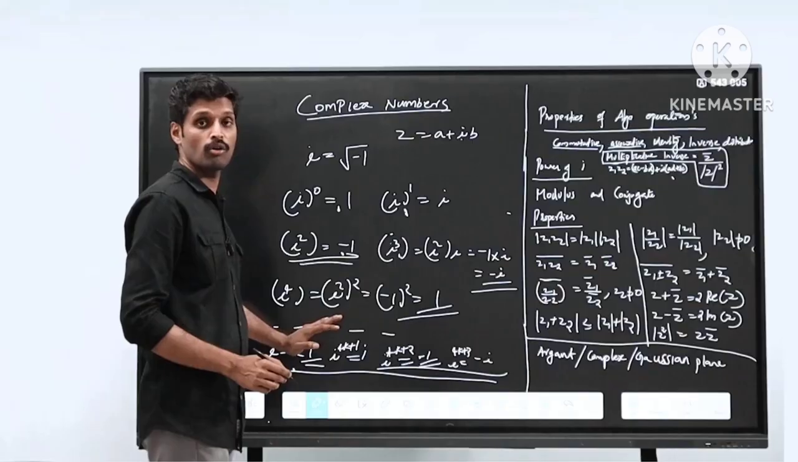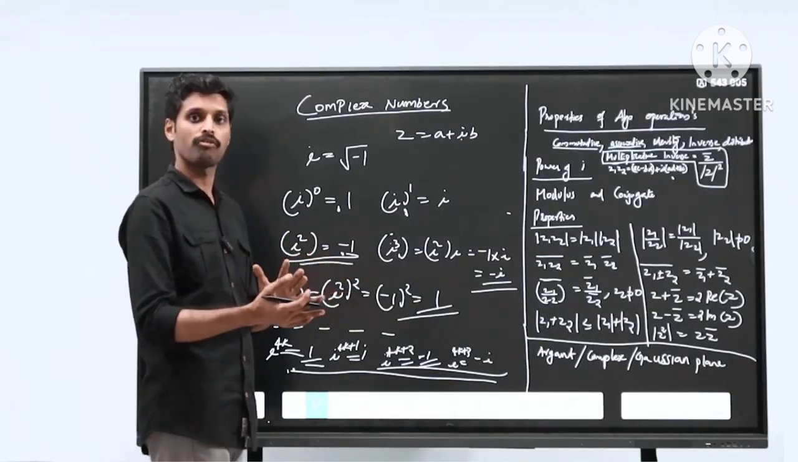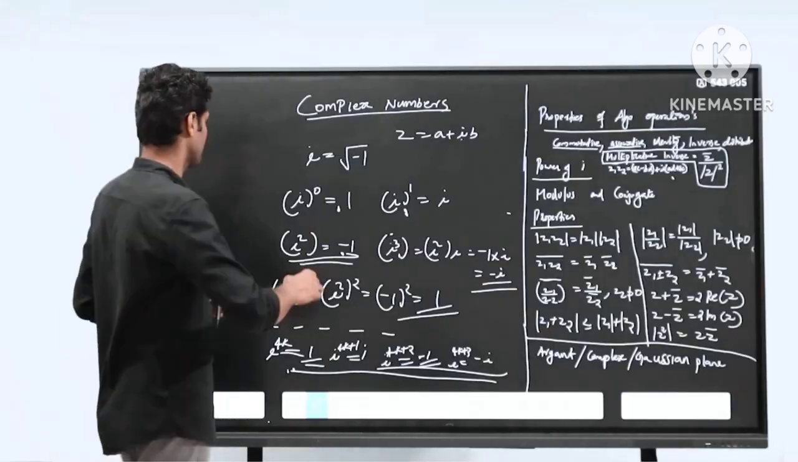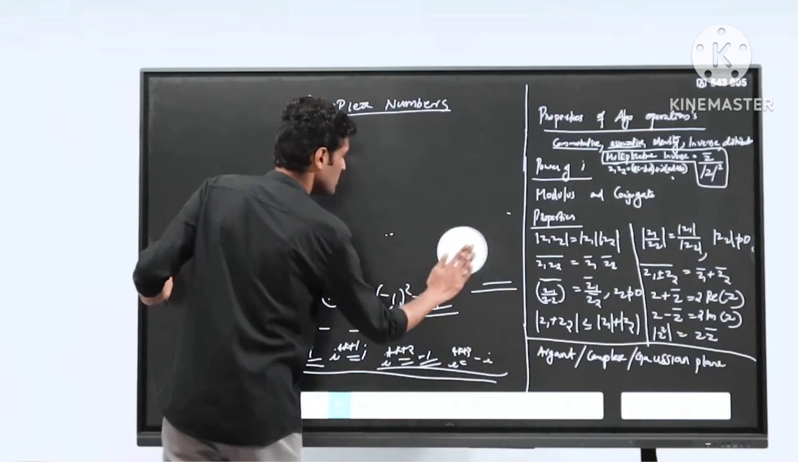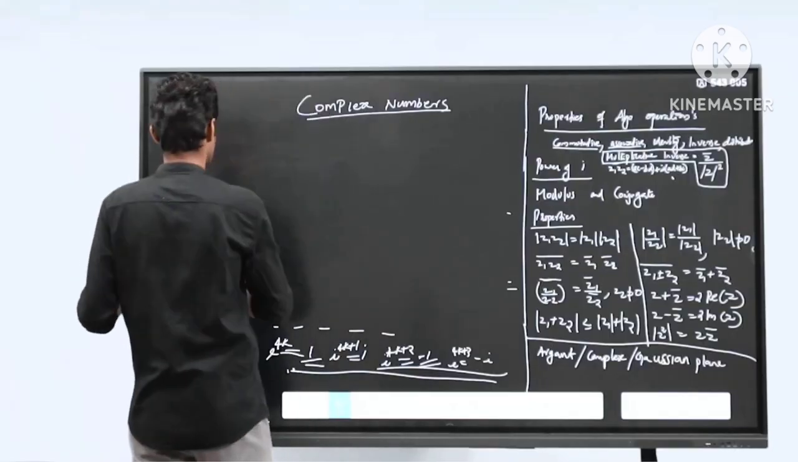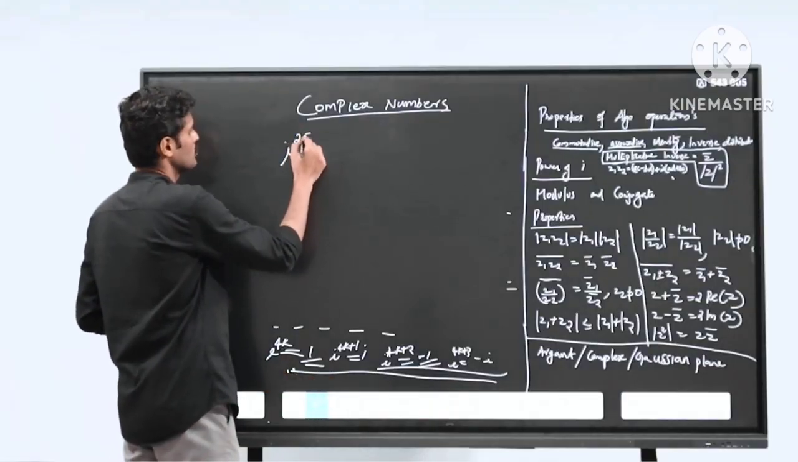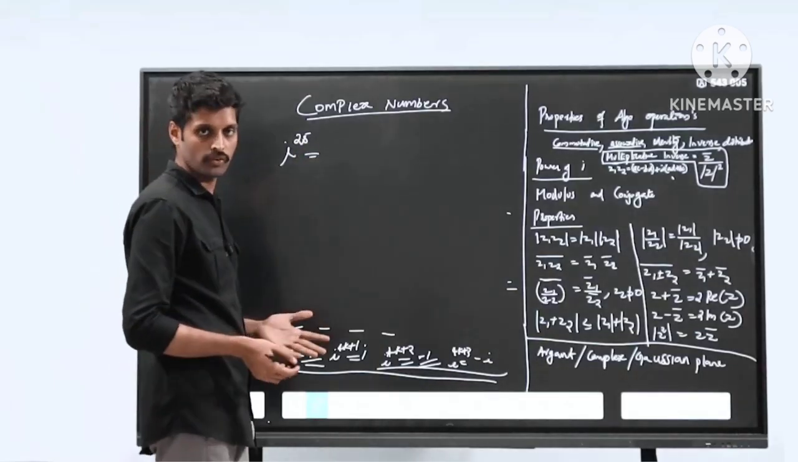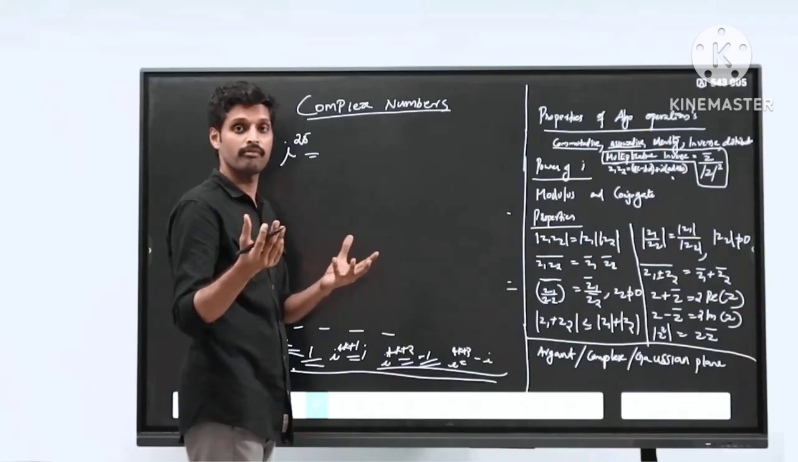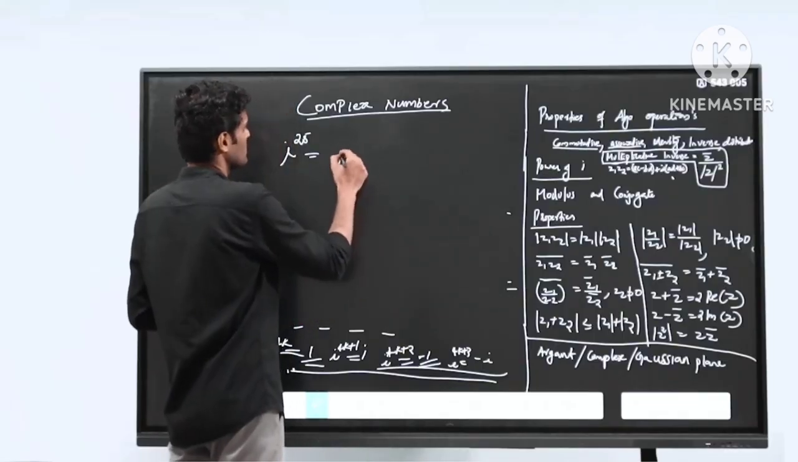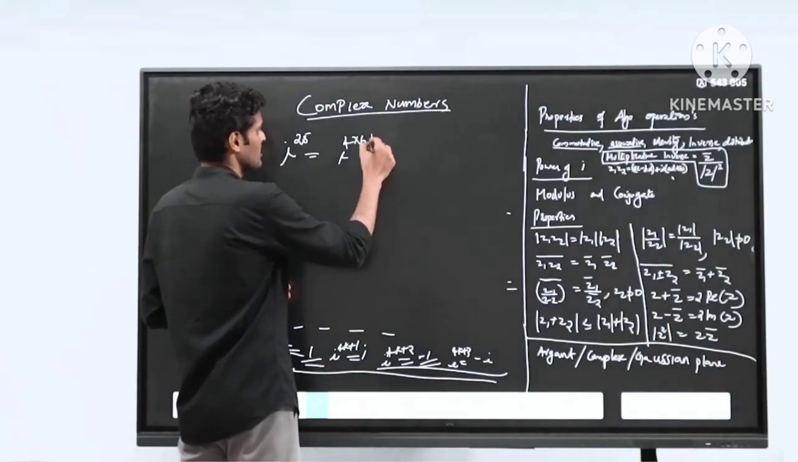So these are the results. Using these results, we can find out the higher powers of I, beyond 4. Okay, so for example, what is the value of I raised to 25? We can write I raised to 25 as a power that is a multiple of 4, that is I raised to 4 into 6 plus 1.